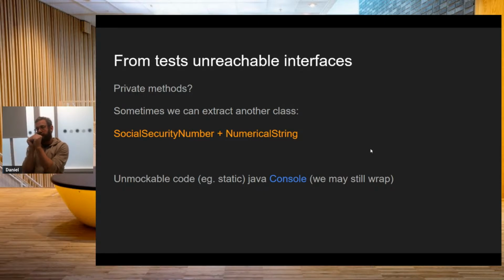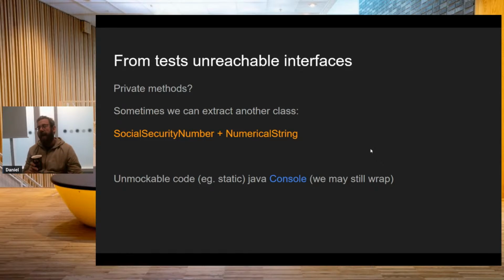So by dividing this social security number into a second class, which I call the numerical string, which just checked that all the characters in this was a number between 0 and 9 on all the positions, I could divide it into 2 separate classes, and the numerical string had its methods publicly. But the numerical string could then be dependency injected into the social security number, and voila, I could replace that troublesome dependency with a mock object and then solve all my testing problems.